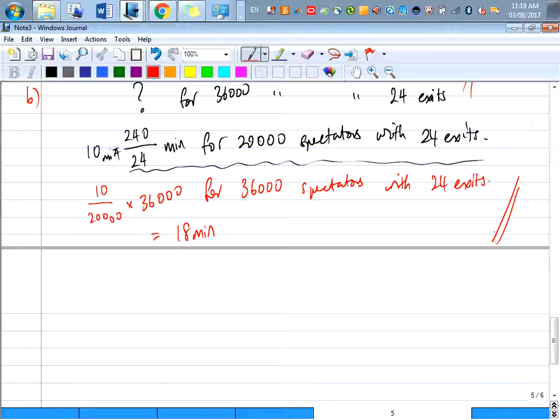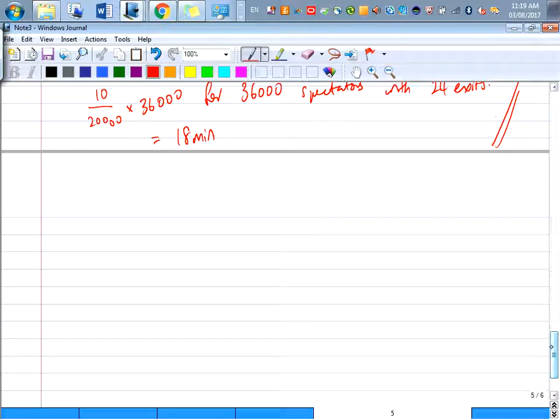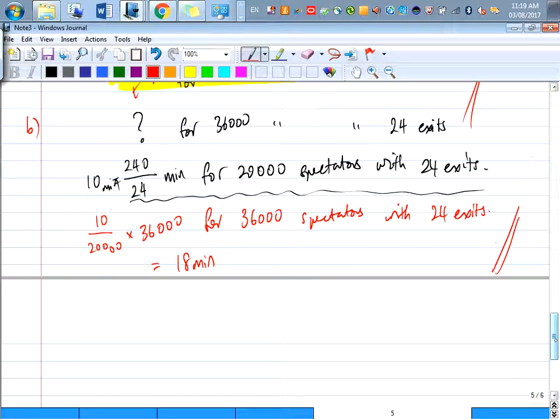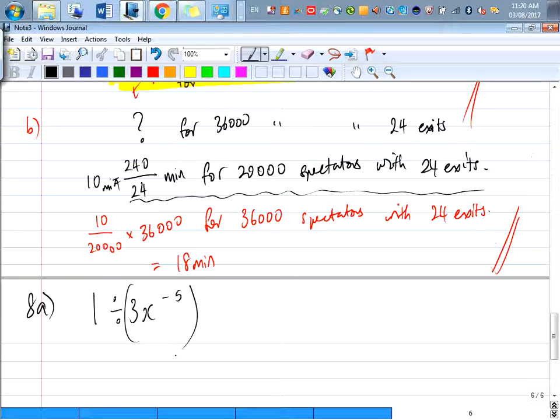Right, the next question I'm going through is question 8A. You're done with this? Okay, question 8A. Simplify 1 divided by 3x to the power of negative 5. This is a giveaway question, but so many got it wrong. What do we have in this expression? 1 divided by? Are we dividing by the whole thing? Or are we dividing by 3 only?